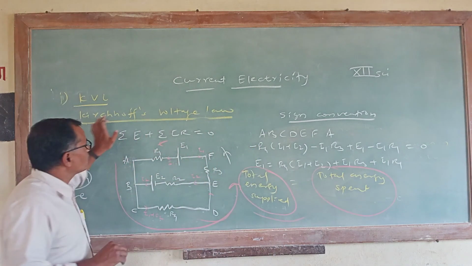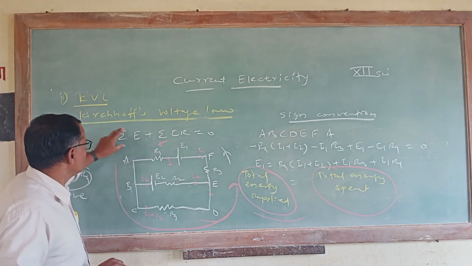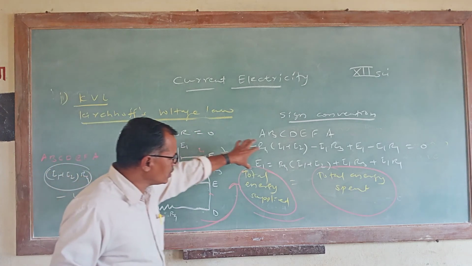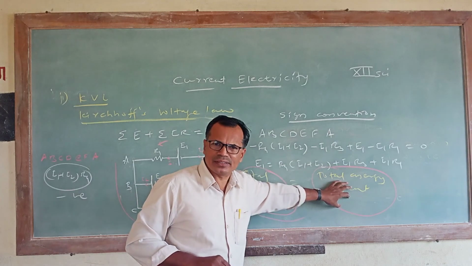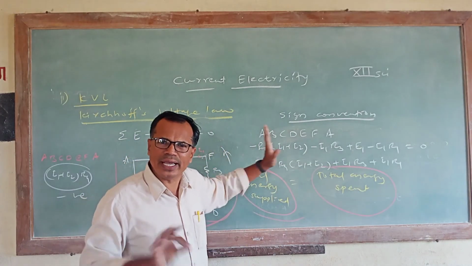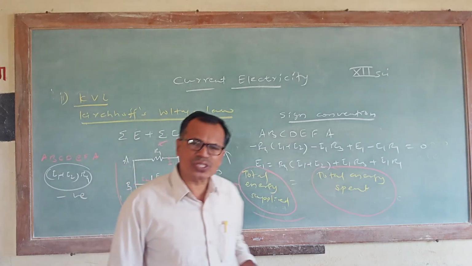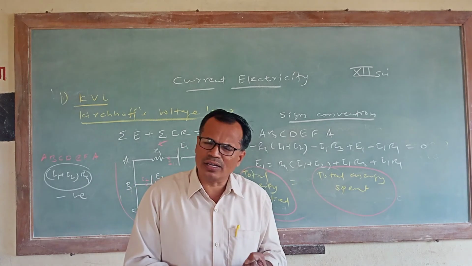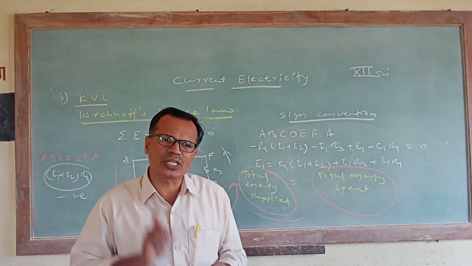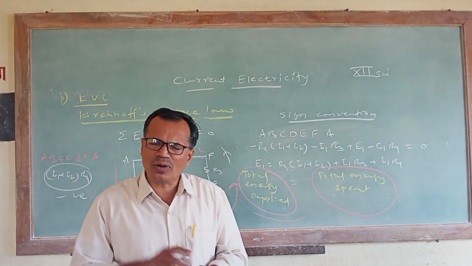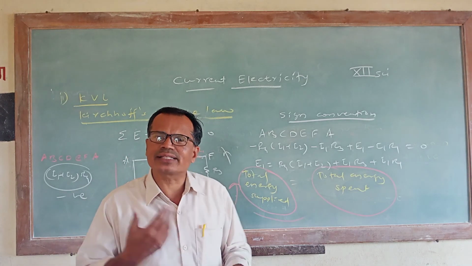Now, what is Kirchhoff's voltage law? That is, summation E plus summation IR is equal to 0. Total energy supplied is equal to total energy spent, so there is no accumulation of charge; it is a conservation of energy. In this way we have seen Kirchhoff's two laws. One is called Kirchhoff's current law and the second is called Kirchhoff's voltage law. These laws are very simple and essential. So we have discussed them with examples and their sign conventions.